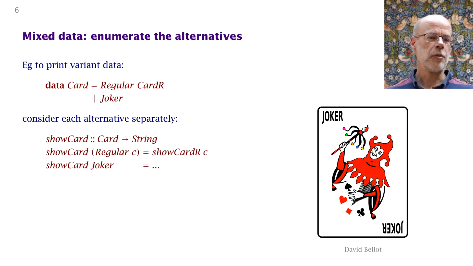Dually, if your input data is of a mixed data type, there are several variants. The advice, the design recipe, is to enumerate the alternatives. So here's a more refined model of a playing card. It's either a regular card as before with a rank and a suit, or it's a joker. If we're consuming one of these cards, we enumerate the alternatives. It's either a regular card, in which case we do the regular card thing, which was the previous problem, or it's a joker, in which case we have to do something else.